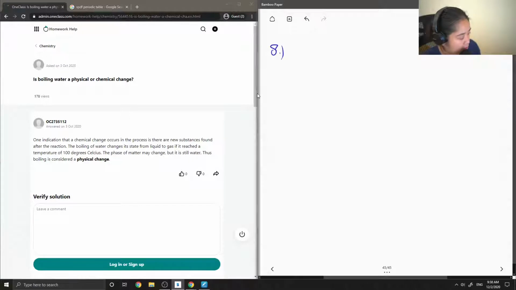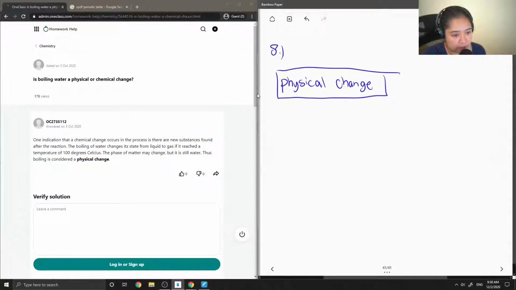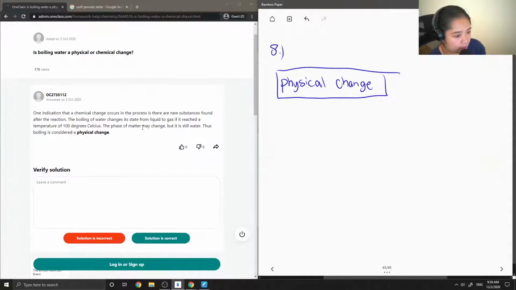Question 8 asks, is boiling water a physical or chemical change? When we boil water, this is considered a physical change. This is because we aren't changing the molecular structure of water. It is still H2O even in its gas form. An example of a chemical change is when it is transformed to one or more different substances. But since when water is boiled, it is just changed to water vapor, this is only a physical change.